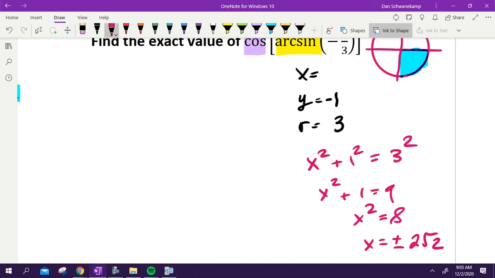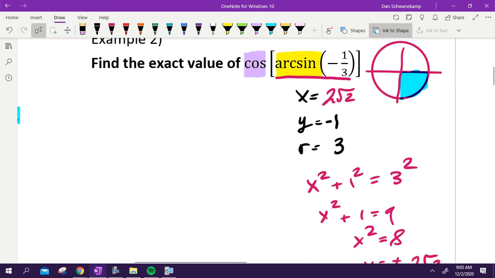Which one do I want here? It can't be both. Is it going to be positive 2 root 2 or negative? Why? I'm in quadrant 4. If I'm in quadrant 4, we made that decision already. If I'm in quadrant 4, it's got to be the positive version. And I did all of that. I got all of that from this right here, from that arcsine is -1/3.